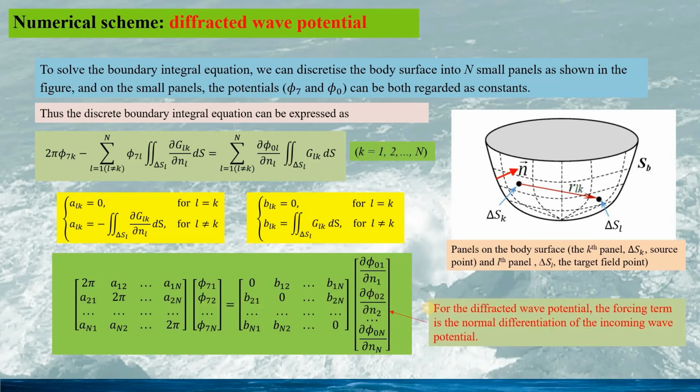From this simultaneous equation, it can be seen the normal differentiation of the incoming wave potential is the forcing function for the diffraction potential. If the wave is 0, then the diffraction potential would be 0.